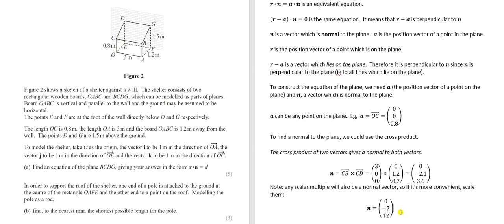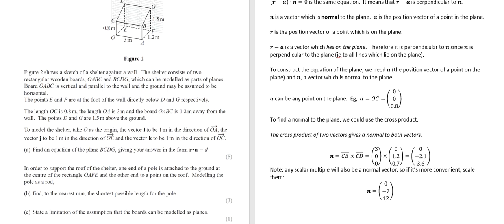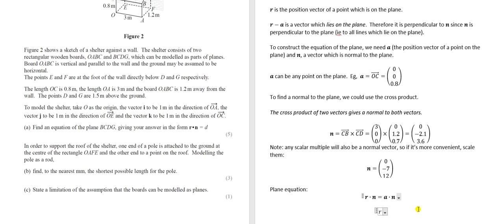So now we've got our normal vector, and we've also got a value for A, a point on the plane. We can construct our plane equation. So we're going to use the fact that R dot n equals A dot n is a valid equation, and A dot n is something we can actually calculate.